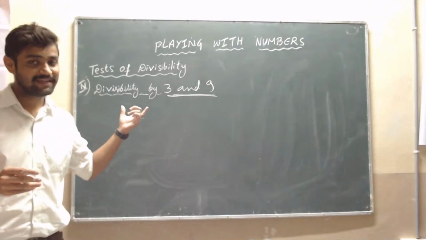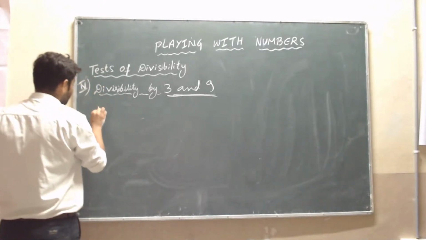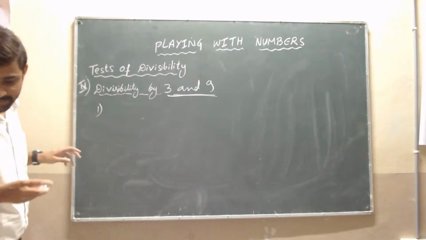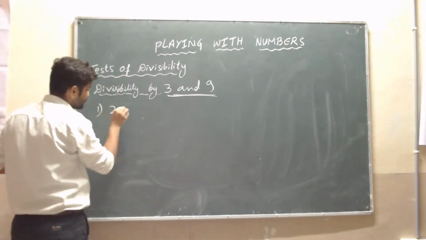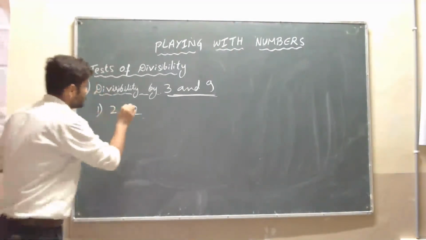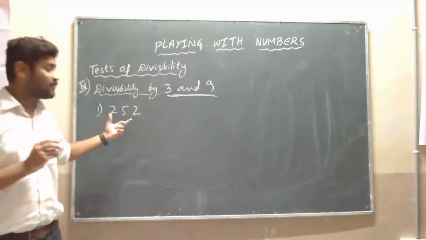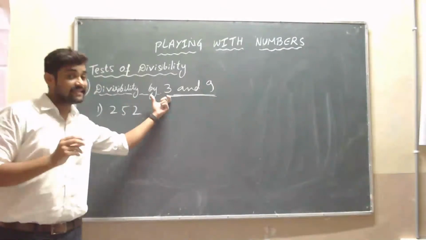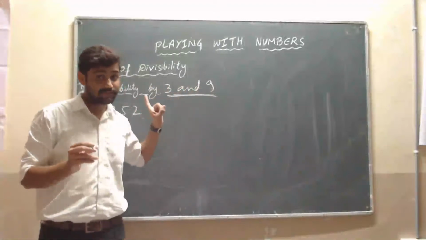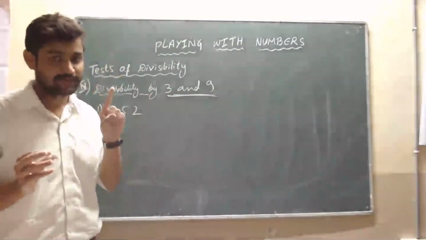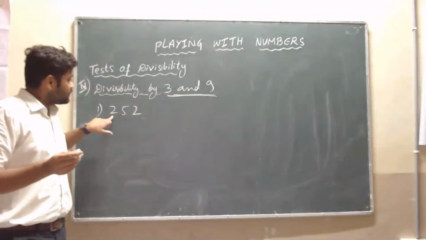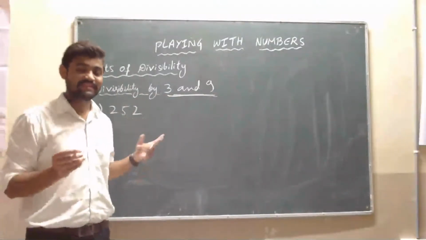See, I will explain this one by taking an example. Whatever it will be, 252. We have to check whether this number is divisible by 3 and 9. We have to check both of these. Why are we writing 3 and 9 in one divisibility only? Because the theory is only one. That's why we are taking 3 and 9. We have to check whether this number is divisible by 3 or 9.